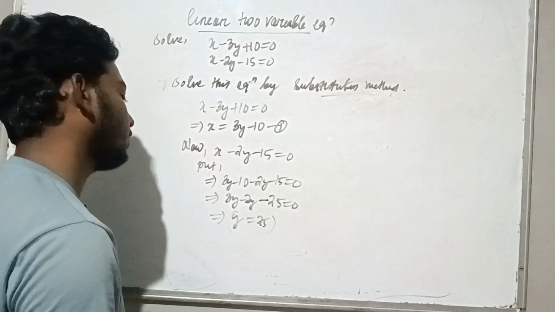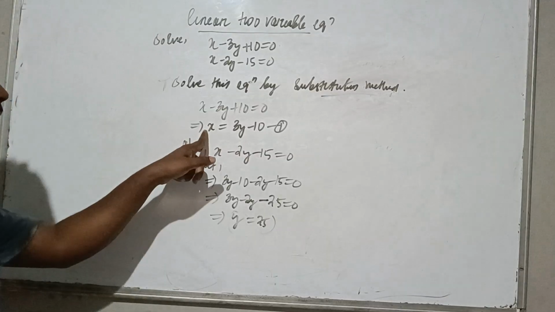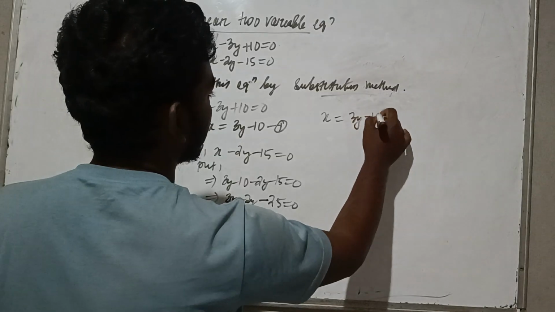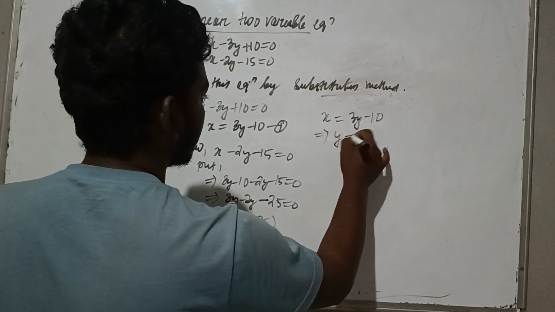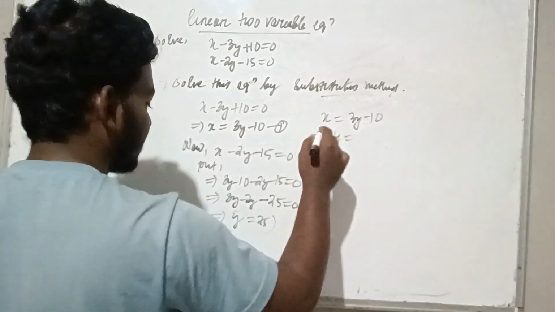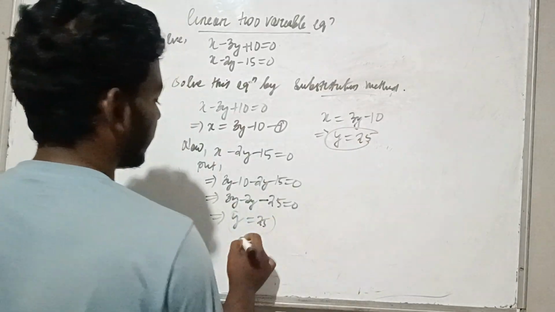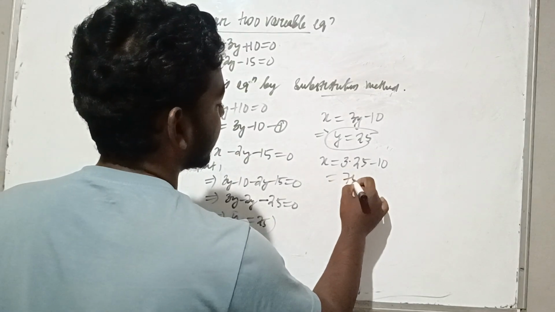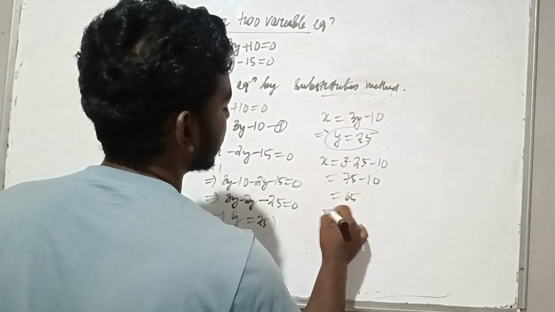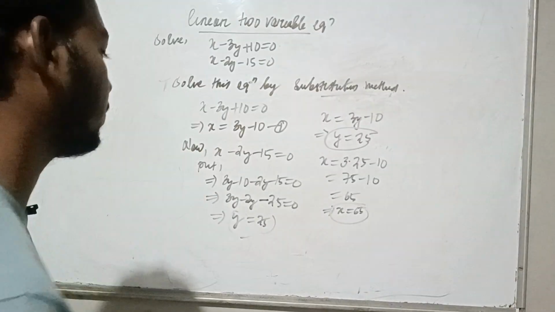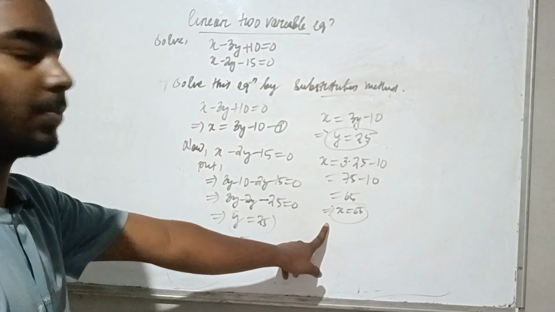Now this value should be put here to get the solution of the equations. So x equal to 3y minus 10, with y equal to 25. So x equal to 3 into 25 minus 10, equal to 75 minus 10, equal to 65. Then x equal to 65. So this is the solution of this equation, the first equation and second equation as given. You can check it out.